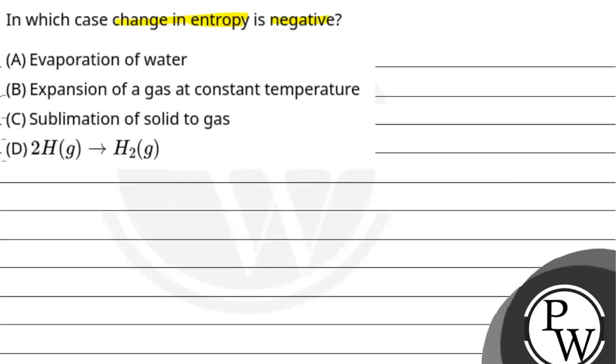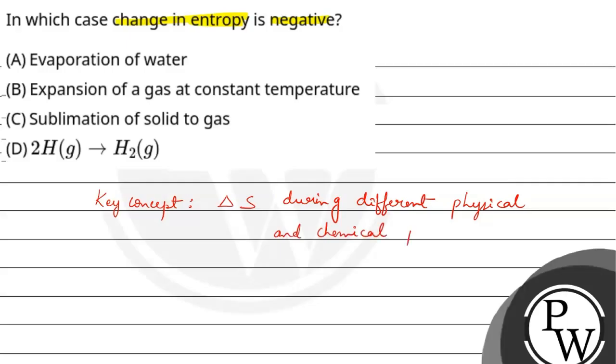So let's first understand the key concept involved in this question. So जो key concept involved हुआ है, it is to understand the change in entropy during different physical and chemical process.